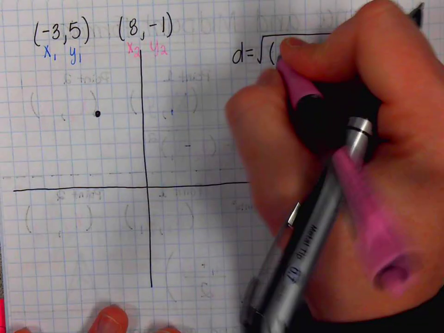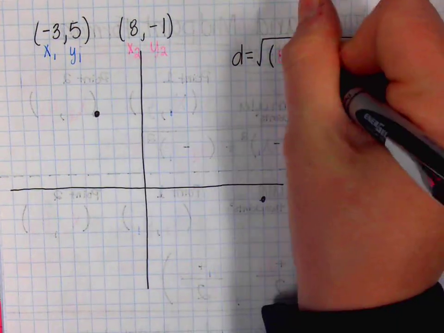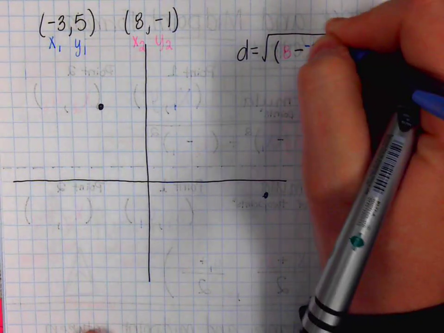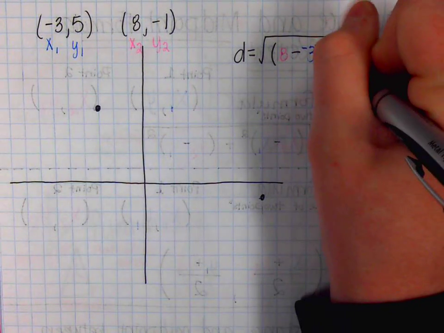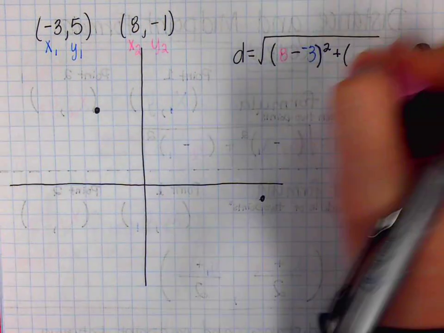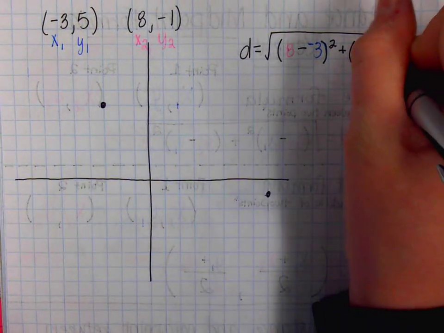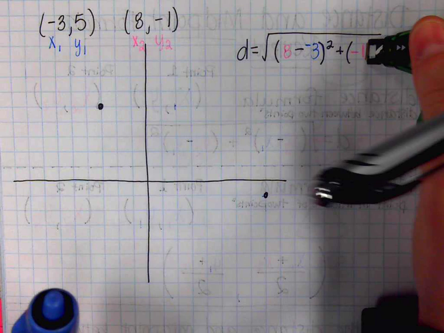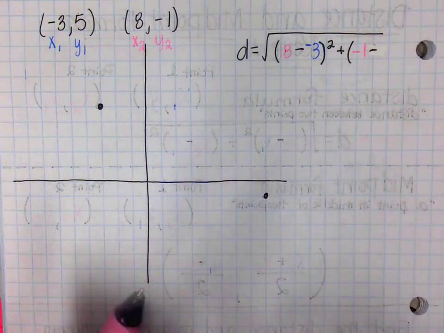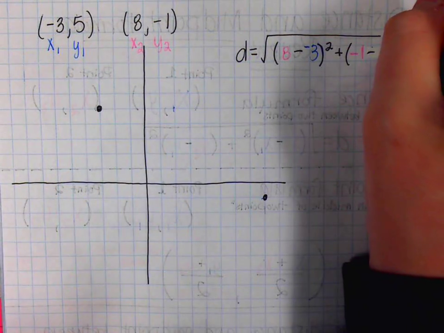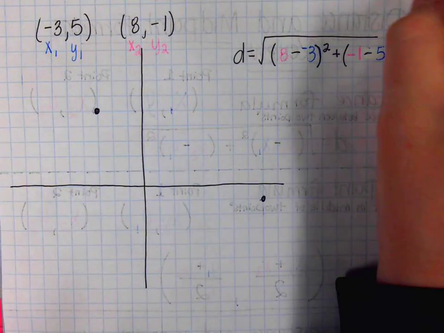parentheses, x2, which is 8, minus x1, which is -3, close parentheses, squared, plus open parentheses, y2, which is -1. Oops, and I just wrote a plus sign instead of a minus sign. Minus y1, which is 5, close parentheses, squared.